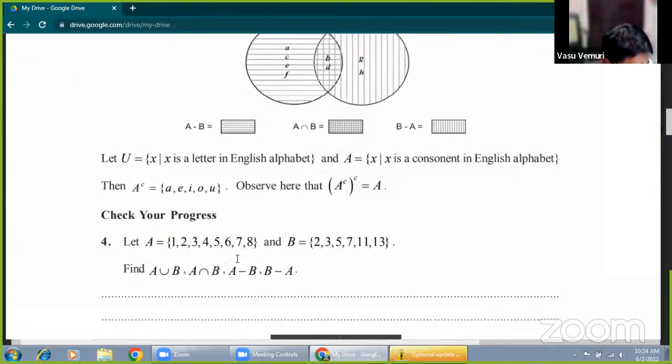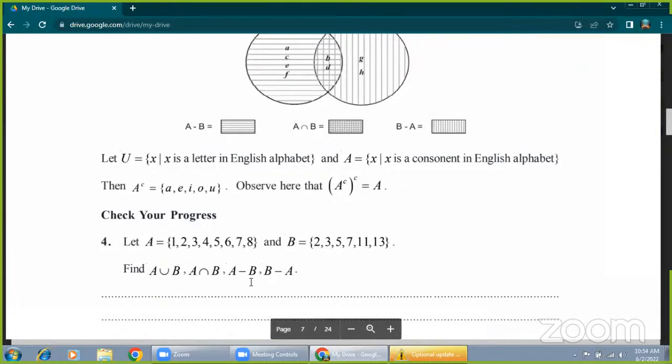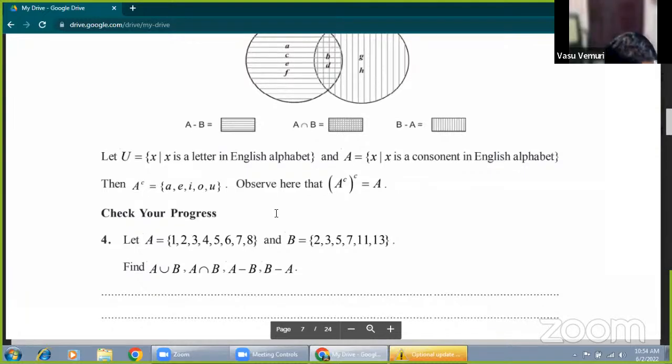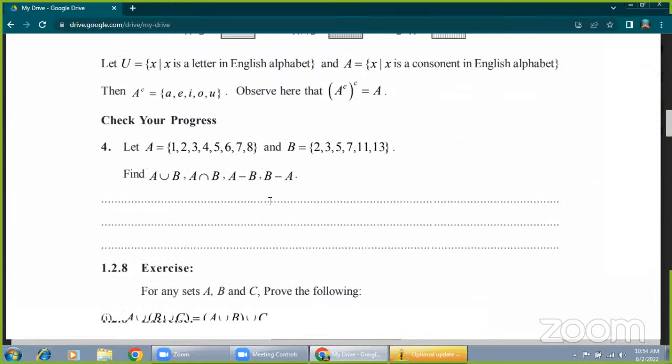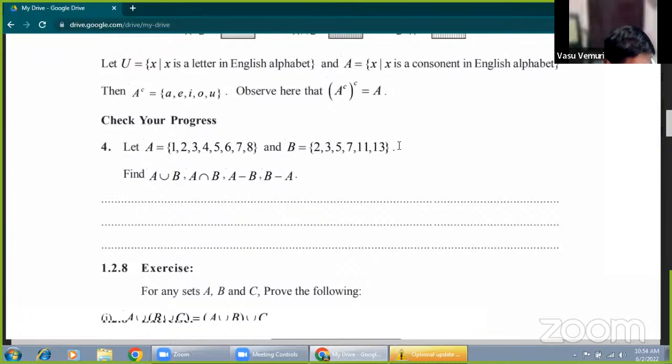And A minus B means without the elements of B, that is, except the B elements in A. That is called A minus B: 1, 4, 6, 8. Very good. B minus A means only 11 and 13. Okay, that is B minus A.